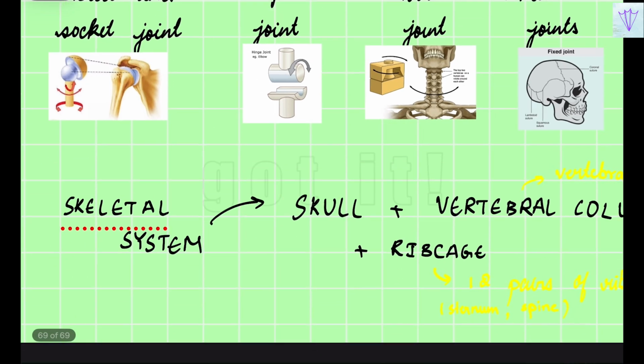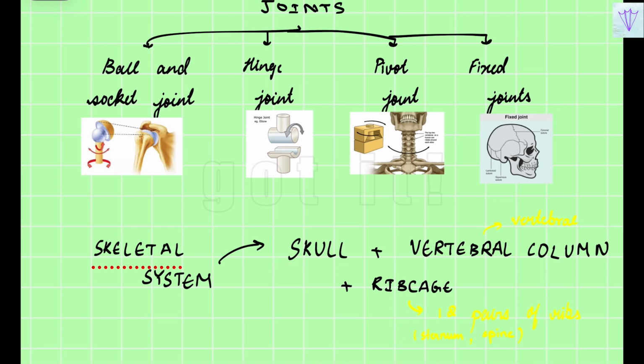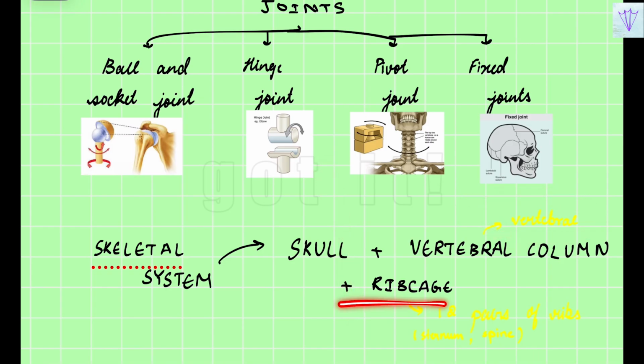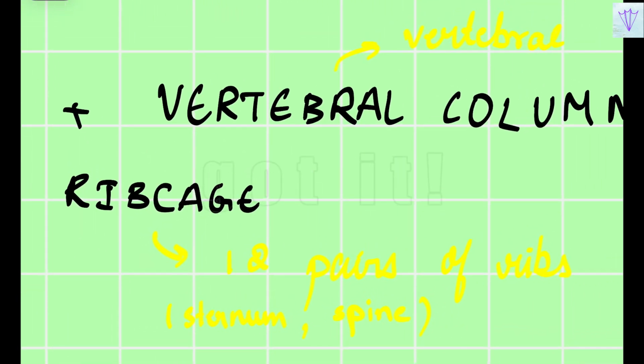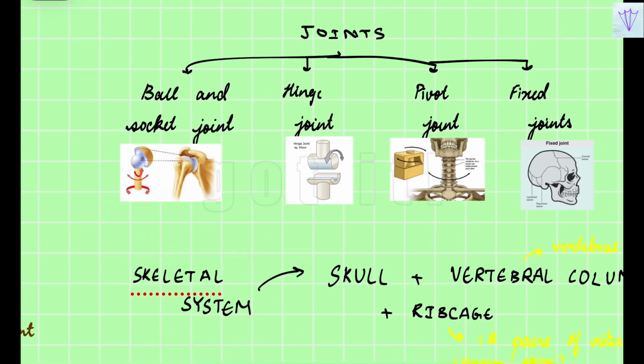Next, moving to the skeletal system. The skeletal system will contain the skull, the vertebral column, and the rib cage. The vertebral column will have vertebrae, which form the spine. The rib cage will have 12 pairs of ribs, and in the front they are connected with the sternum, the breastbone, while in the back they are connected to the spine. So this is all you need to know about the skeletal system.